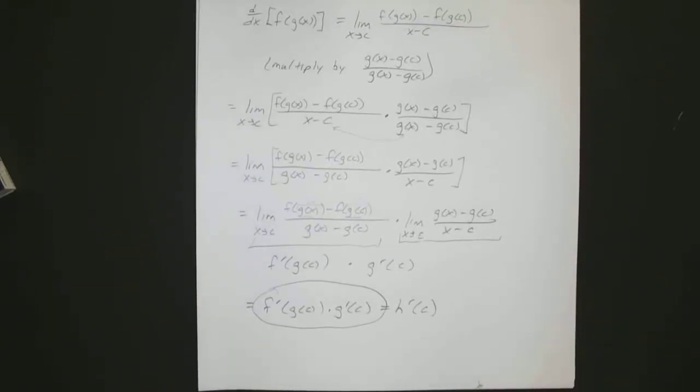If you don't have a c value picked out, then it's just f prime of g of x times g prime of x. All right, so any questions on that one? Leave that up for a few more seconds.